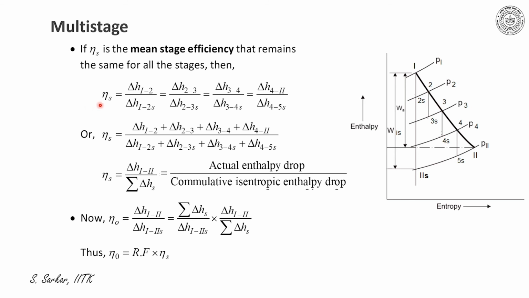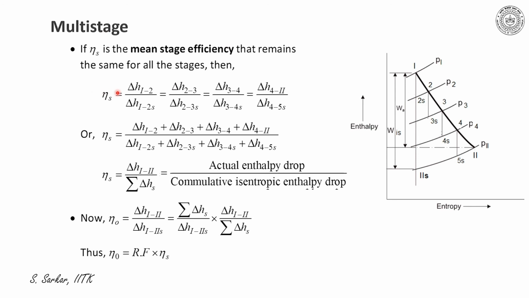Thus, I can write eta S is equal to del H12 divided by del H12S. That also is equal to del H23 divided by del H23S. And thus finally del H45 divided by del H45S. What I like to mean here, all stage efficiencies I have considered the same.